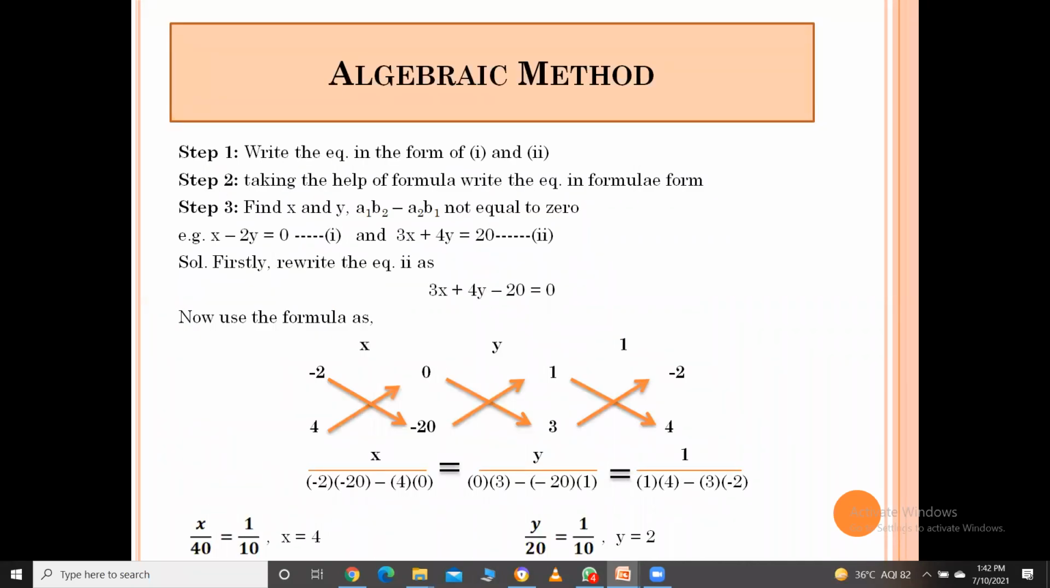Here is the algebraic method solved with an example. Here we take the example x - 2y = 0 and 3x + 4y = 20.